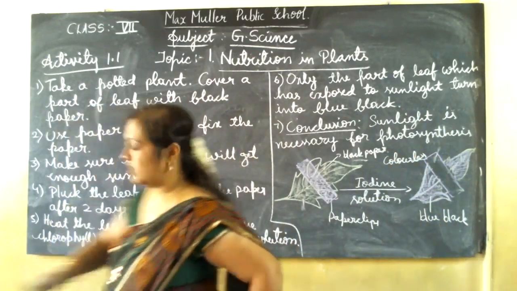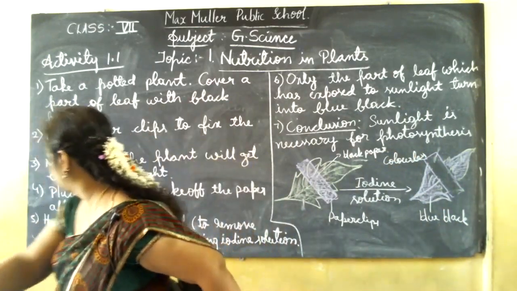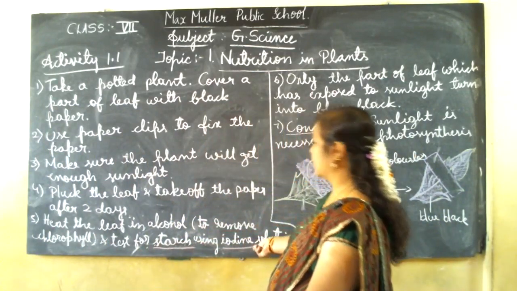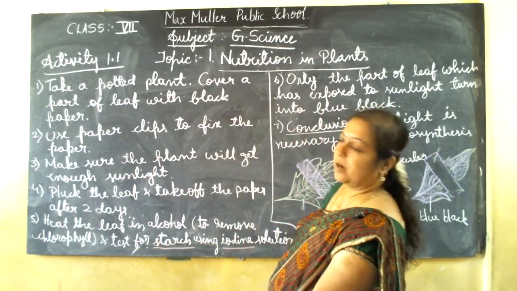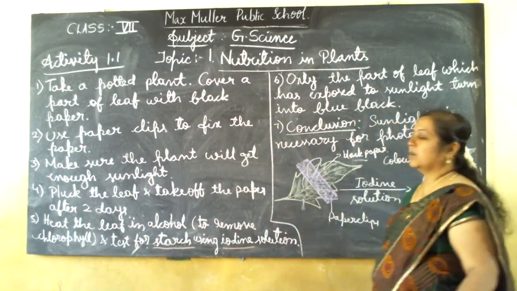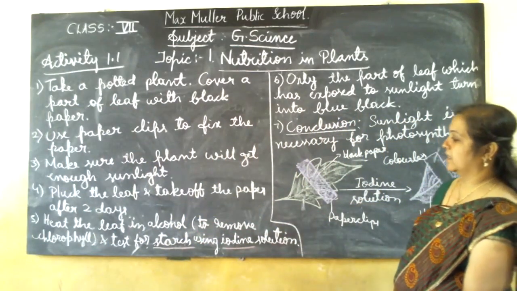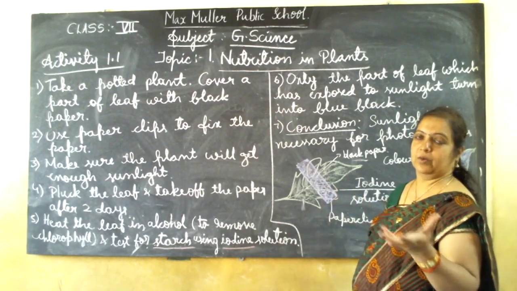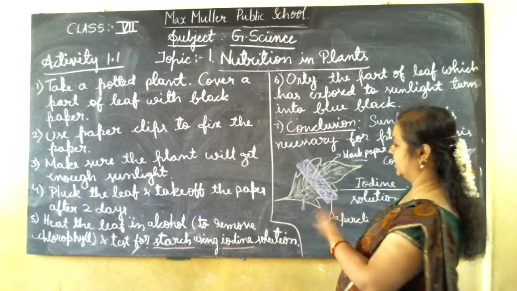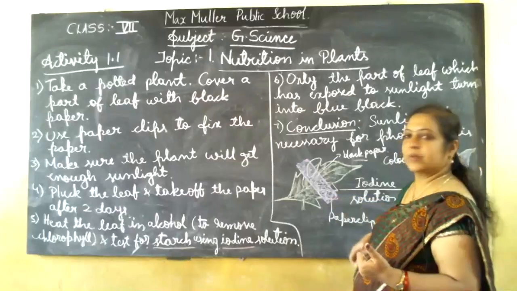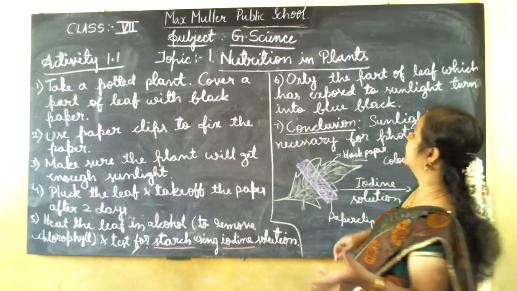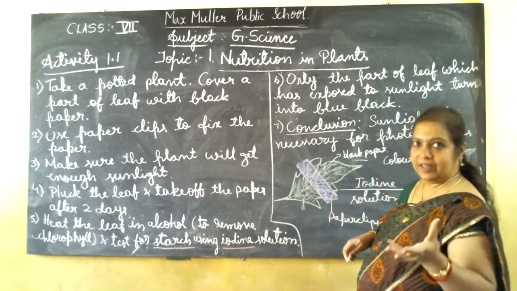How to test for starch, children? We do the starch test using iodine solution. Take this leaf in a trough, in one plate or bowl. Now the cover strip is removed. We boil that leaf in alcohol, and now it is ready for the test.